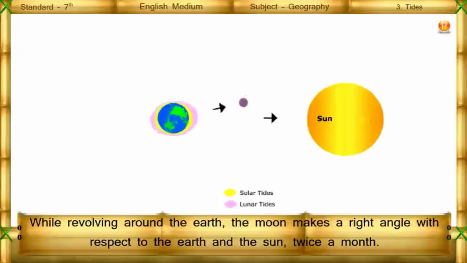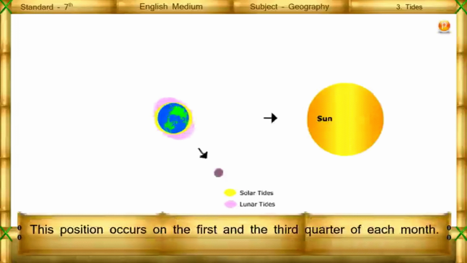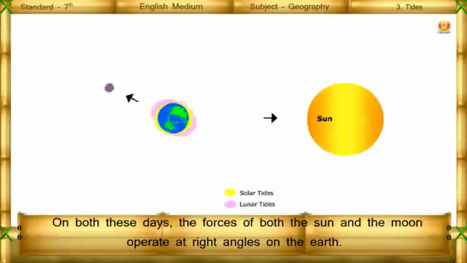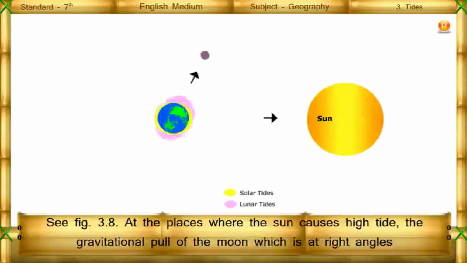While revolving around the Earth, the Moon makes a right angle with respect to the Earth and the Sun twice a month. This position occurs on the first and the third quarter of each month. On both these days, the forces of both the Sun and the Moon operate at right angles on the Earth. See figure 3.8.